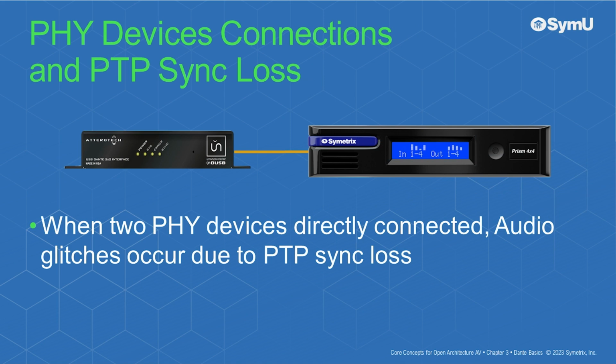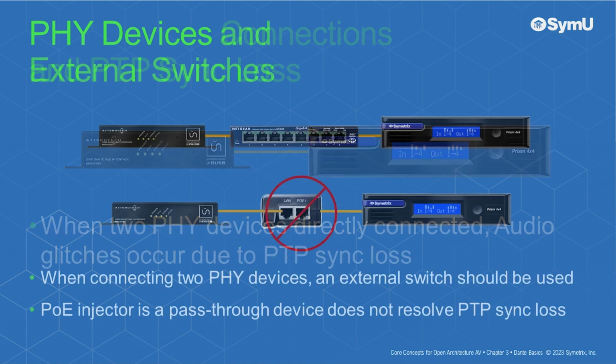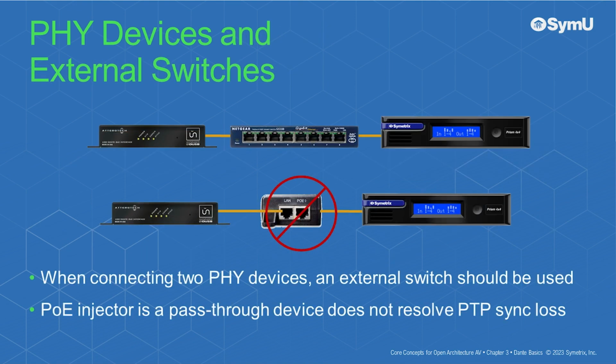When a PHY device is directly connected to another PHY device, audio glitches may occur due to PTP sync loss. This is because there is no way to prioritize the PTP clock information as would be possible with a switch. When connecting a PHY device to another PHY device, an external switch is recommended. A PoE injector is a pass-through device and does not resolve the PTP sync loss.